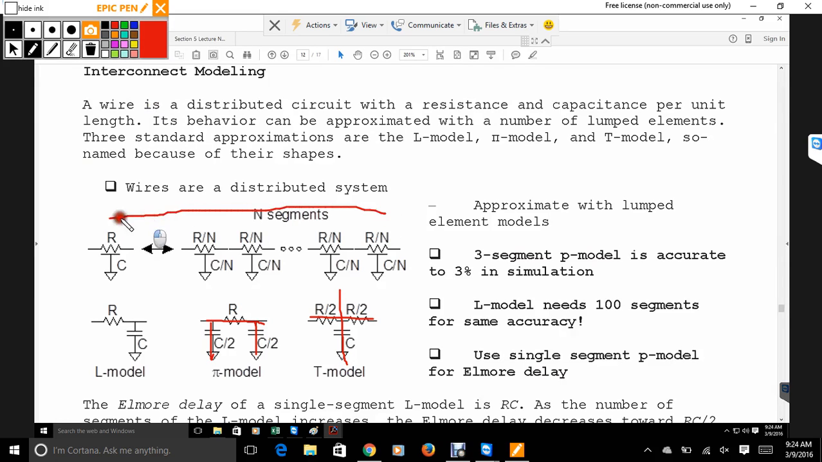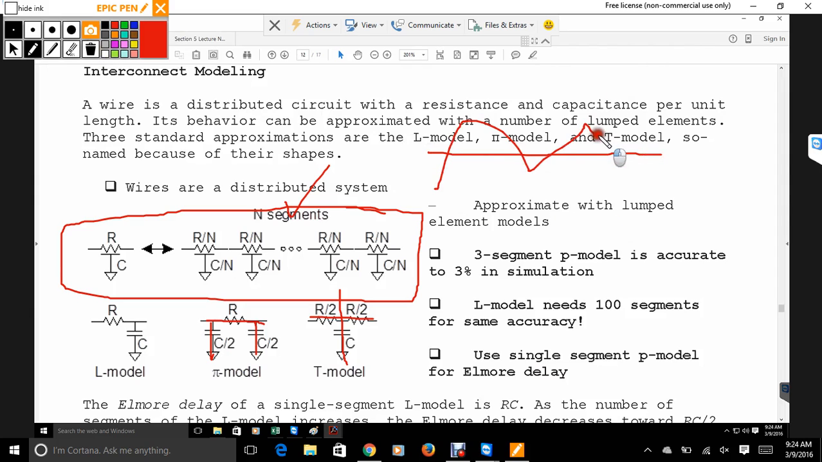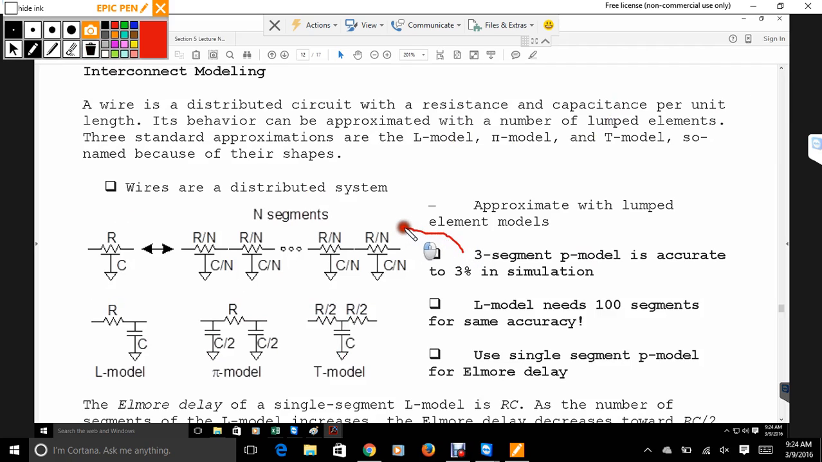Ultimately, you want to cut the wire down into a certain number of segments, so it's like a series. You don't want it to be a calculus problem. This is n segments here, and this is talking about 3 segments. A 3-segment pi model is accurate to 3% within simulation, so it's 97% accurate in simulation.